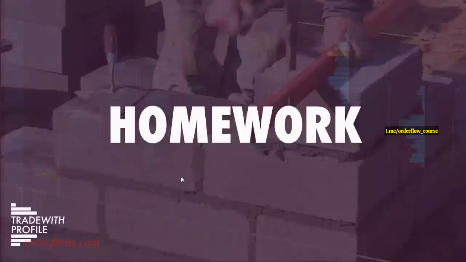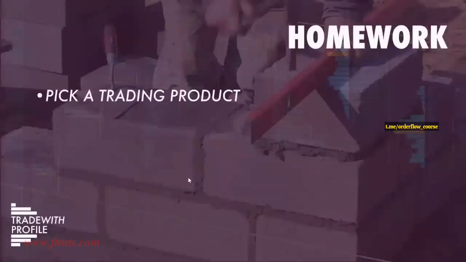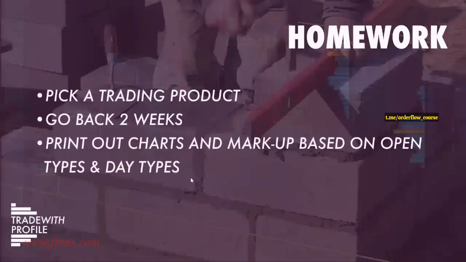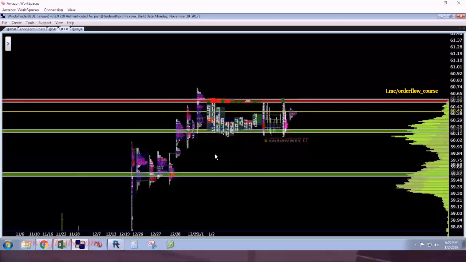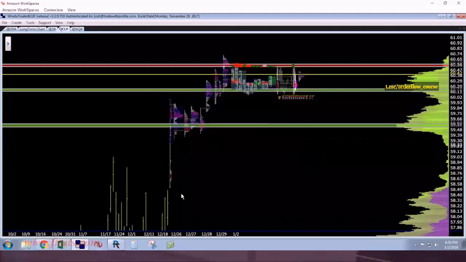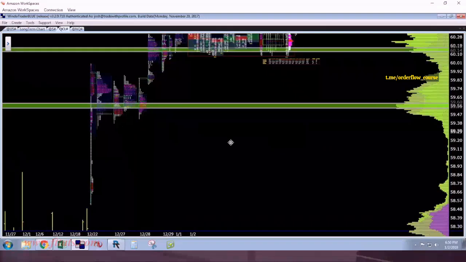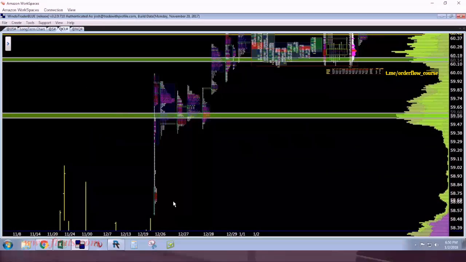So let me give you some homework for this module. Pick a trading product, go back 2 weeks, and print out charts, specifically if you have access to time-based profiling charts, and mark them up based on open types and day types. You know, in students that I work with, we often will go back and look at specific days and say, okay, what type of open was it? What type of day was it?